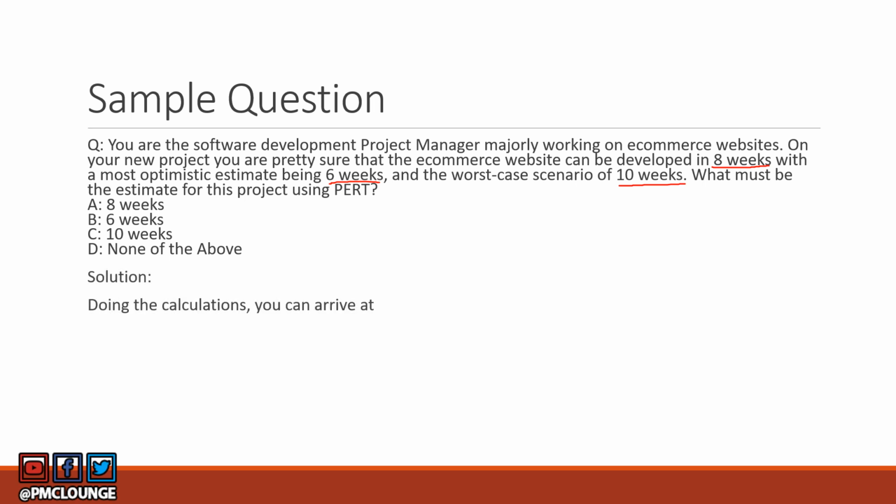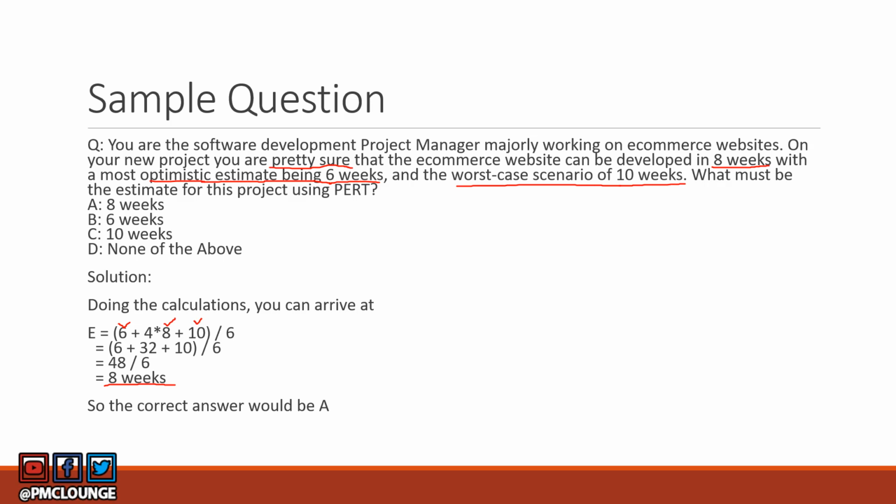Now here you need to make use of the calculations, the PERT formula. When you make use of it, the estimate equals (6 + 4 x 8 + 10) / 6. Here 6 was your optimistic estimate. Then you've got 8, which was your pretty sure, most likely estimate. And then you've got 10, which was the worst case scenario, the pessimistic estimate. When you add these up and multiply 8 by 4, you get 6 plus 32 plus 10, which is 48, divided by 6. The answer comes out to be 8 weeks. So the answer is A, 8 weeks.